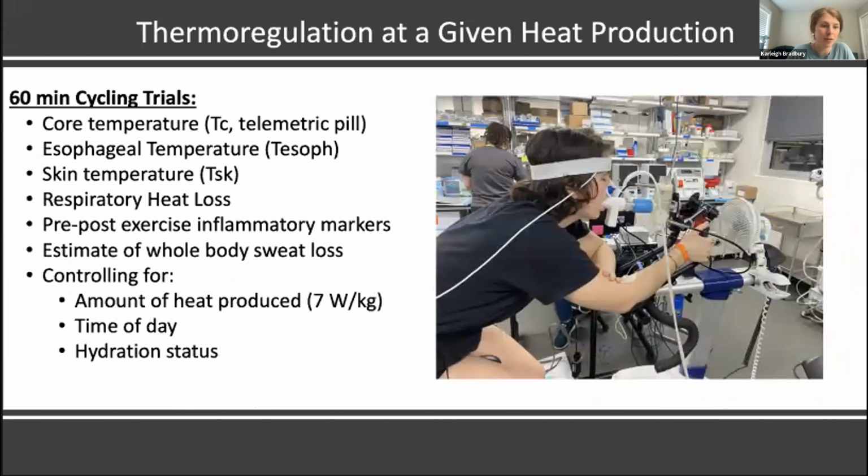During the 60-minute trial, we're measuring core temperature with a telemetric pill and esophageal temperature with an esophageal probe. There's been some idea that maybe the PFO is just a physiological hotspot, and we wanted to see if we still see these differences in core temperature in different sites in the body rather than just using esophageal probes. We're also measuring skin temperature, measuring respiratory heat loss. As Andy mentioned earlier, Caitlin's seen some differences with inflammatory markers, so we wanted to measure some of those. We're getting estimates of whole body sweat loss. And in this study, we're controlling for the amount of heat produced, the time of day, and their hydration status.